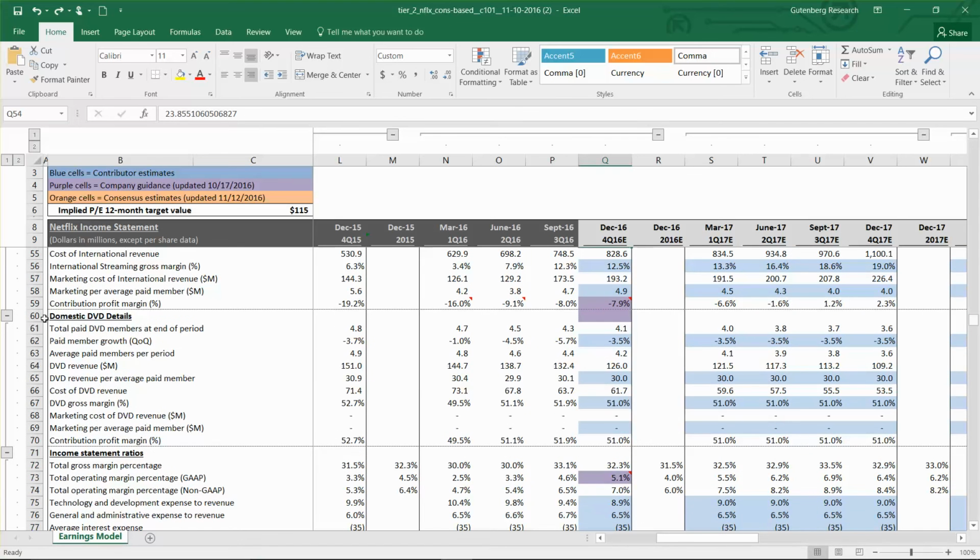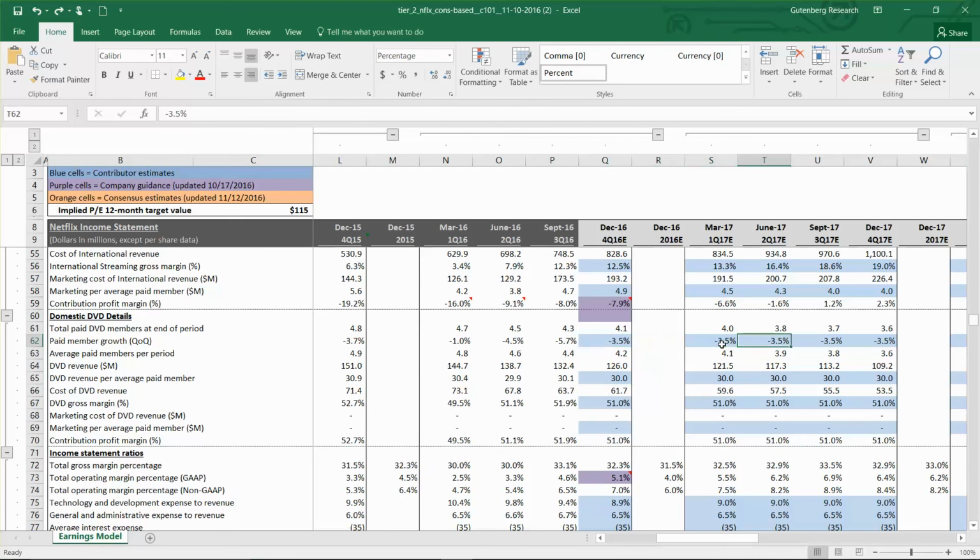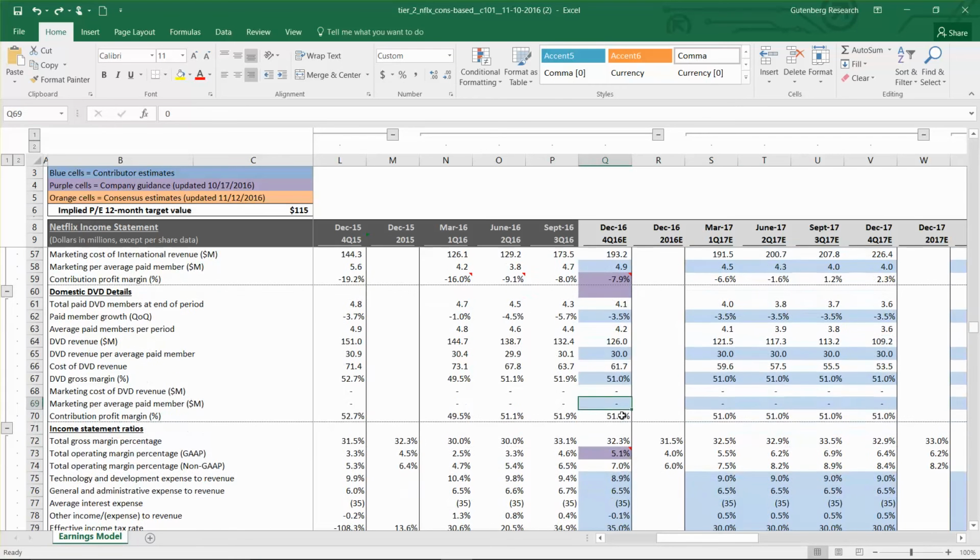And then for the DVD business, that's in decline, so we've kept it pretty stable. We have a 3.5% decrease in total members each quarter throughout the end of 2017. And we just kept the average revenue per member pretty much flat at $30. And we kept the gross margin about flat at 51%. And the company is not spending anything on marketing for the DVD business, so we kept that at 0.